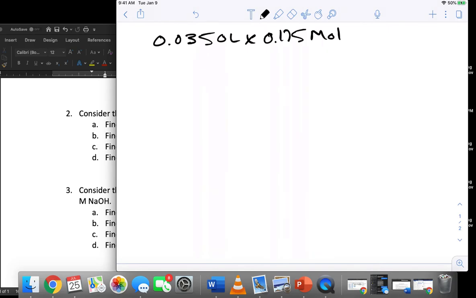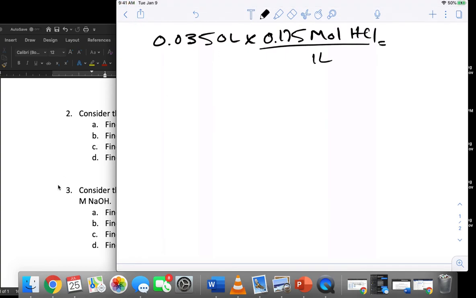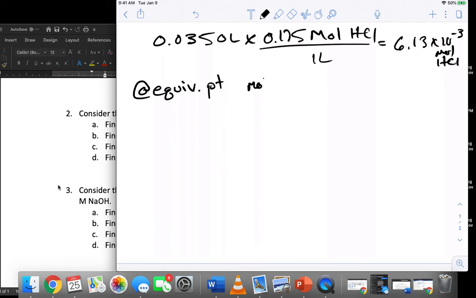And remember, that's really moles of HCl over 1 liter. It's kind of what that molarity is telling us. And now what I can do is get my moles, which is roughly 6.13 times 10 to the minus 3. And that's my moles of HCl. And remember, if I'm at the equivalence point, because my goal here is to find the volume of NaOH I need to get to the equivalence point, my moles of HCl should equal my moles of NaOH, because it's a 1-to-1 ratio for that reaction.